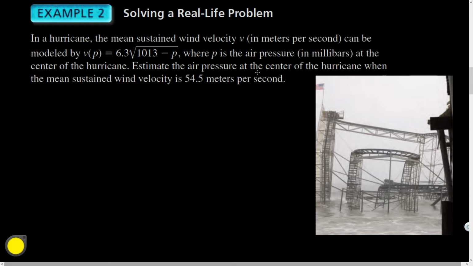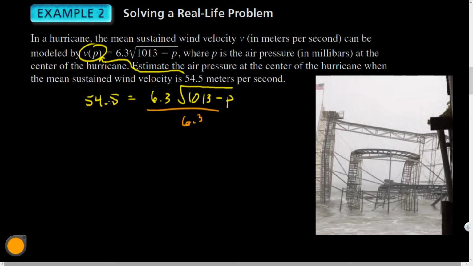Estimate the air pressure at the center of the hurricane when the mean sustained wind velocity is 54.5 meters per second. Meters per second, not squared. I was thinking about acceleration there for a second. So I imagine I could replace the velocity, the output of this equation, with 54.5. Set that equal to 6.3 times the square root of 1013 minus p. Boom. And I've got my calculator within reach, fortunately.